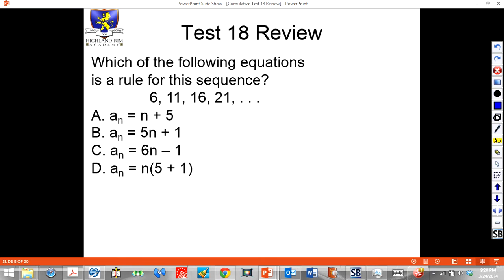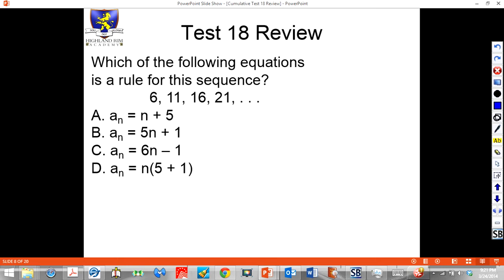Now, we go with the sequence. And you know I love sequences. So it says, which of the following equations is a rule for this sequence? 6, 11, 16, 21. Now we see this is an arithmetic sequence. And as we look at it, we can see that the difference between each term is a difference of 5. So 6 plus 5 is 11, plus 5 is 16, plus 5 is 21.